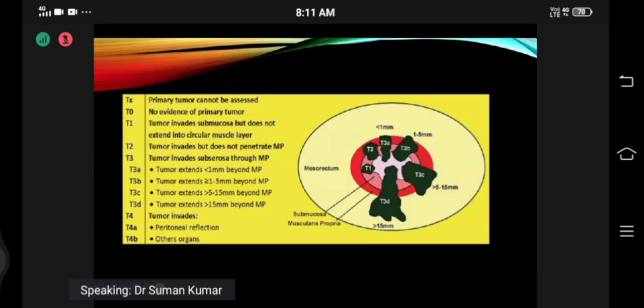So again, T staging, like I said: involvement of the mucosa and submucosa is T1, muscularis propria is T2, going beyond the muscularis propria is T3, and there are two classifications where T3 A, B, C, and B, C, D are mentioned. What we report is whether it is more than 5 mm or less than 5 mm. If it is more than 5 mm and there is a node positive, then the patient has to undergo CT-RT.